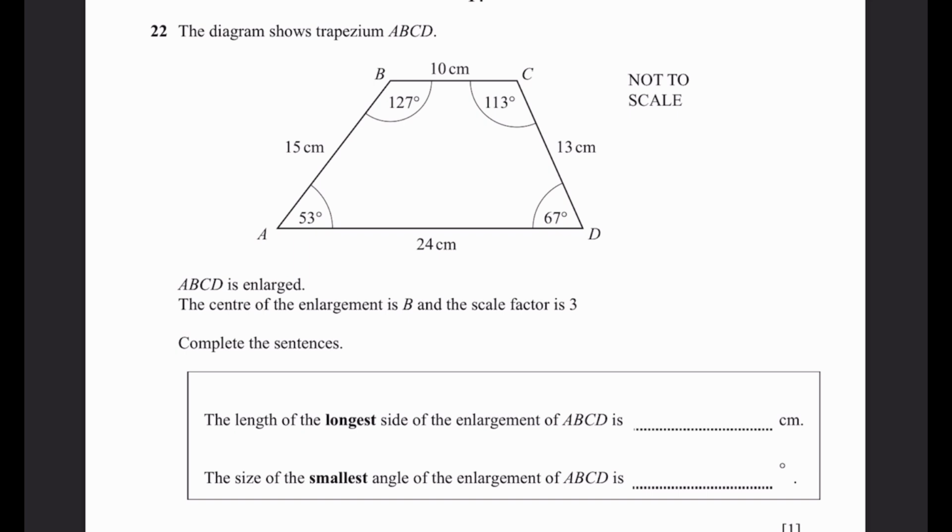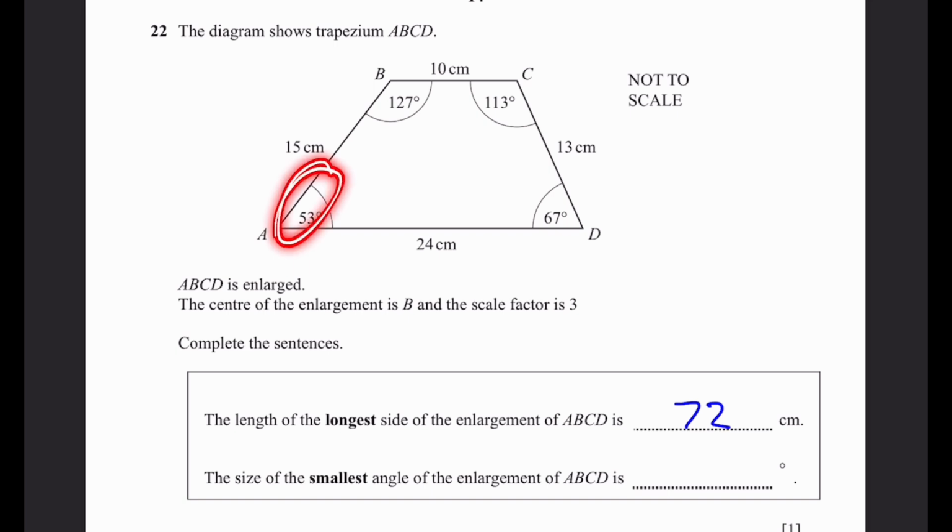The longest side in normal ABCD is AD, which is 24. After the enlargement, it will be 24 times the scale factor, which is 3. That's just 72 centimeters. The size of the smallest angle of the enlargement of ABCD is what?